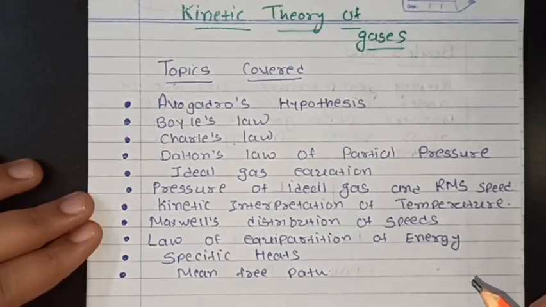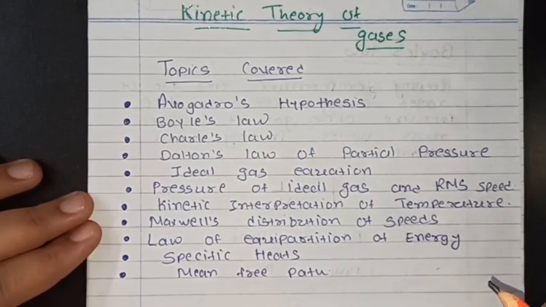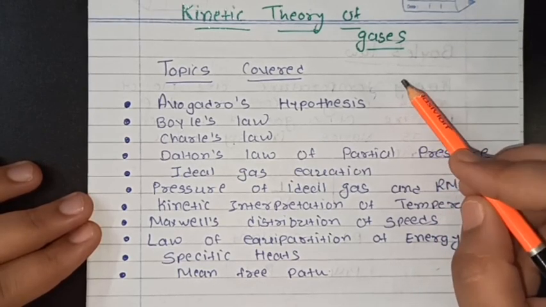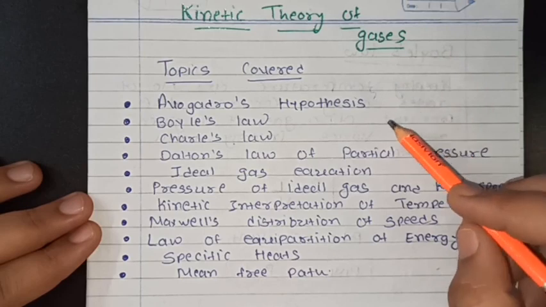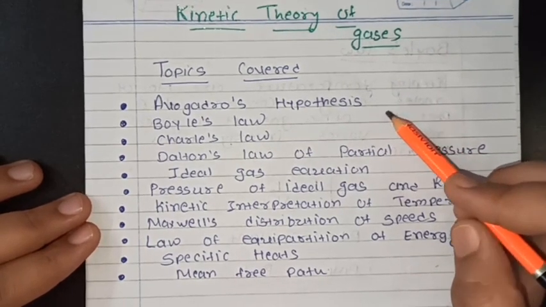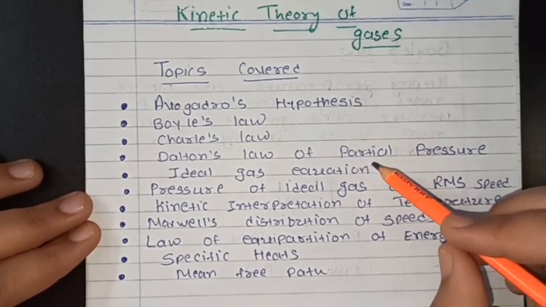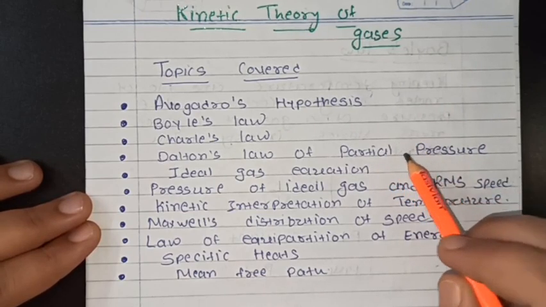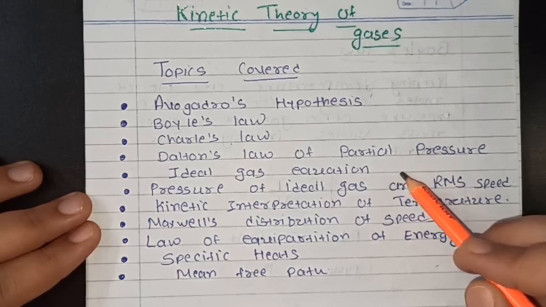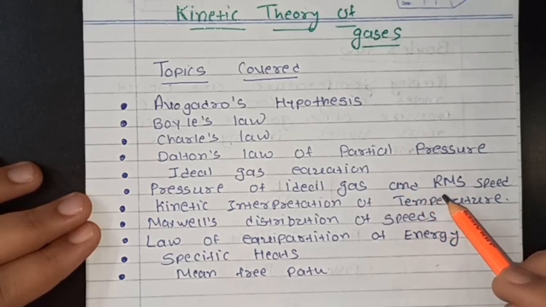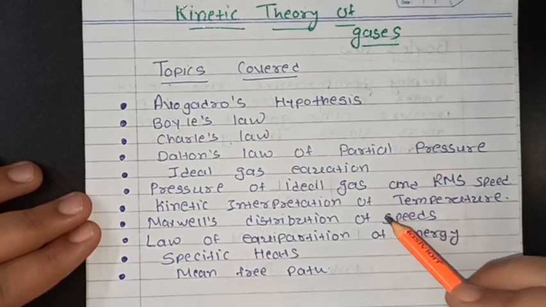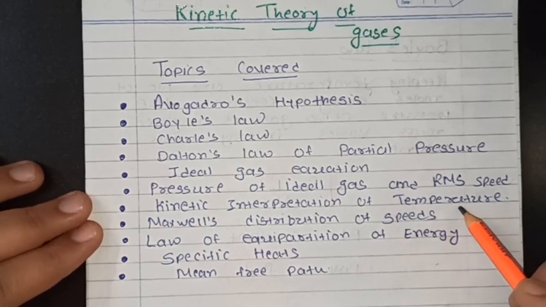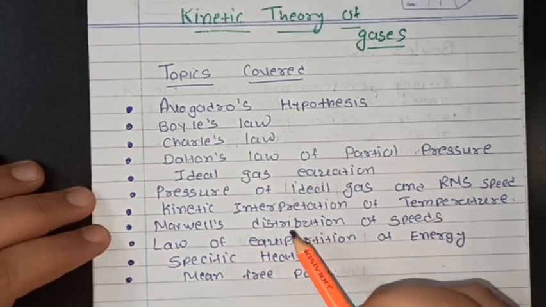Hello students, today we are going to learn a new chapter, that is kinetic theory of gases. In this chapter we are going to discuss Avogadro's hypothesis, Boyle's law, Charles' law and Dalton's law of partial pressure. In the combination of these three laws we will learn the ideal gas equation, then pressure of ideal gas and RMS speed, kinetic interpretation of temperature, that is temperature in the form of kinetic energy.